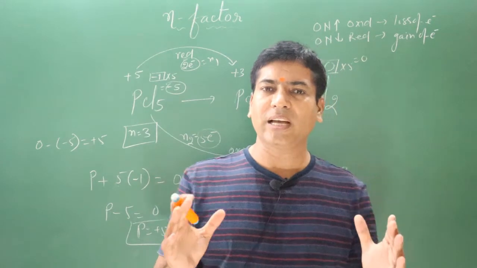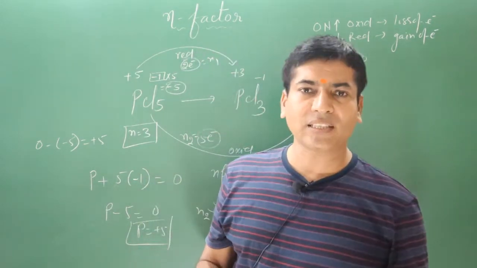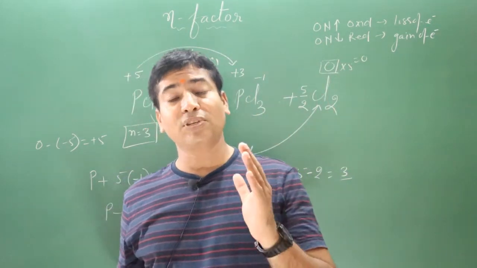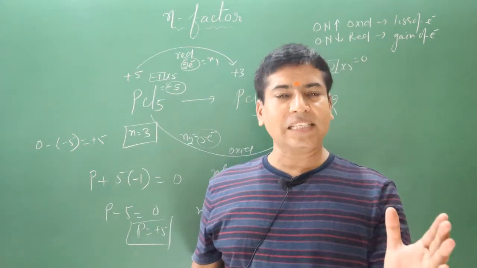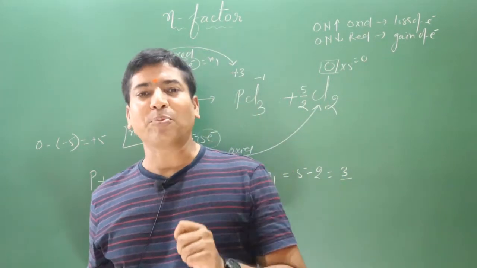Whenever you have to calculate the n-factor values, first you write down the oxidation numbers, find the difference in oxidation number in both the oxidation as well as the reduction reaction, then apply the formula.